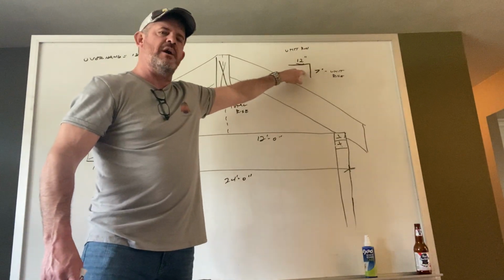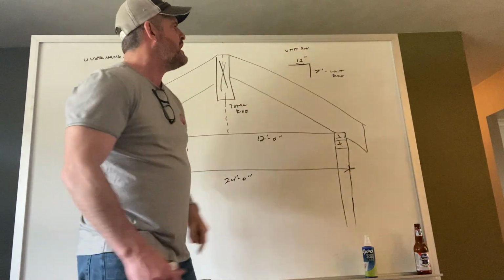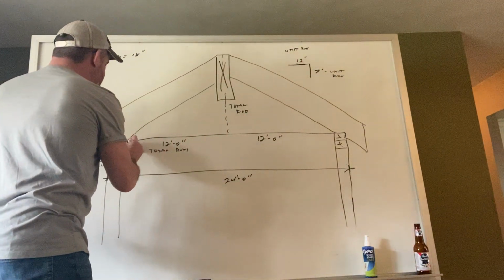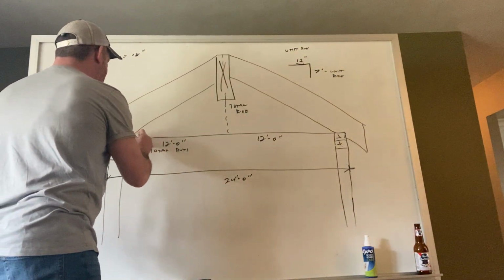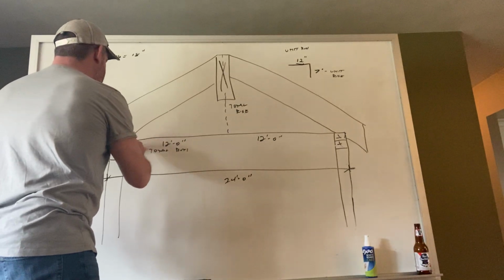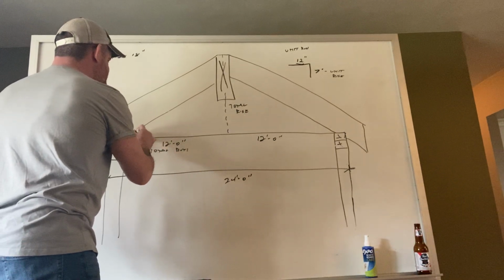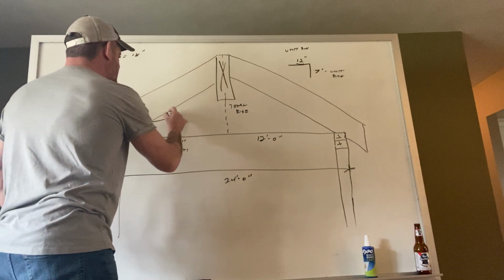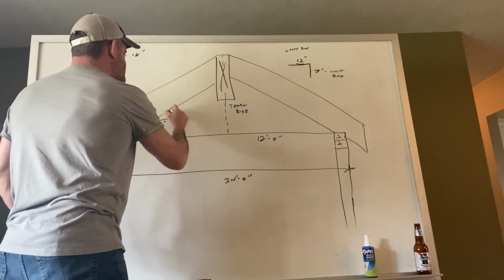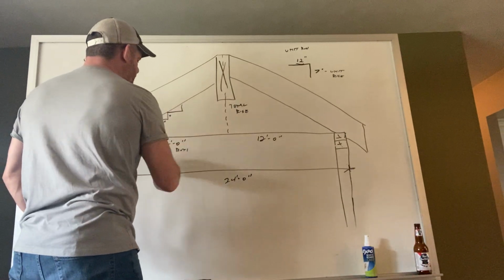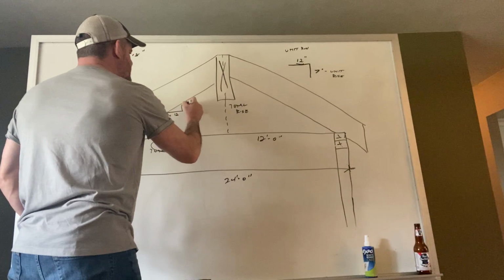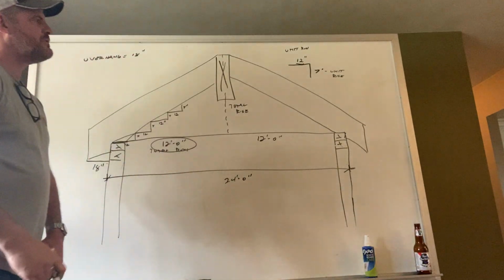What is our unit triangle telling us? It's telling us that for every 12 inches of run across this run, I have how much rise? For every 12 inches, I have 7 inches. And on, all the way across this total run. For every 1 foot, I have 7 inches of unit rise.